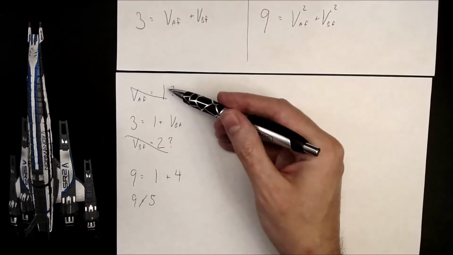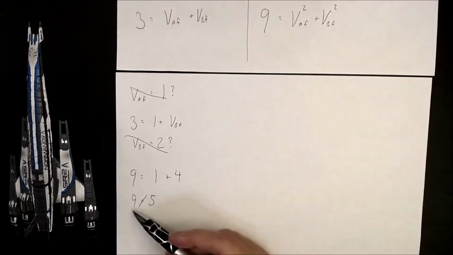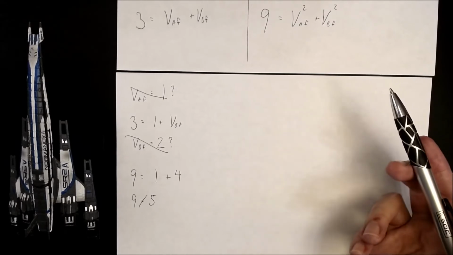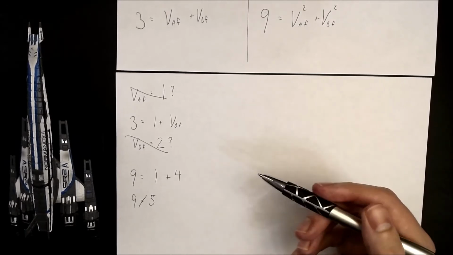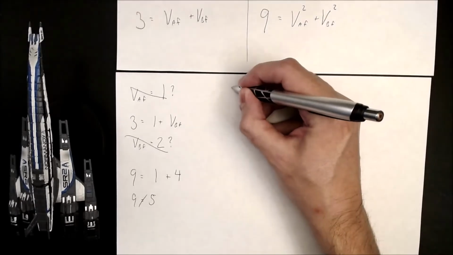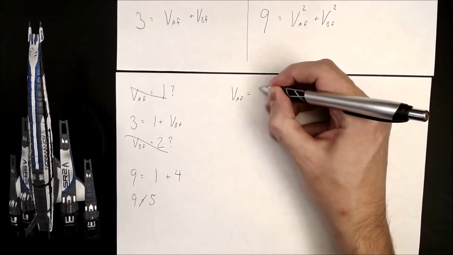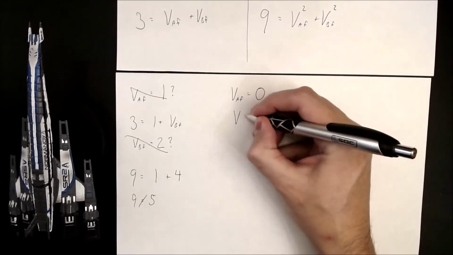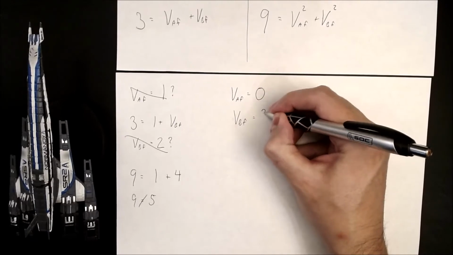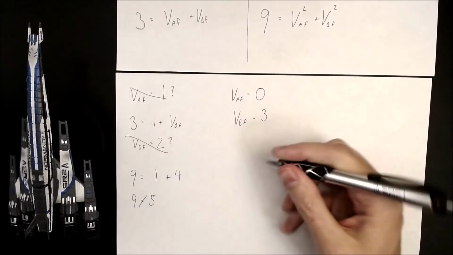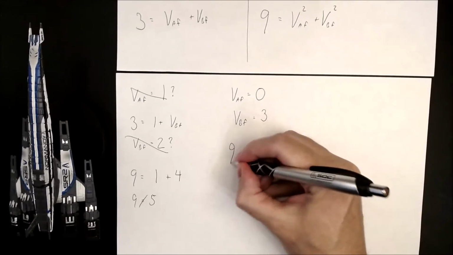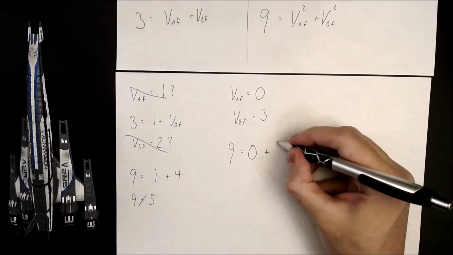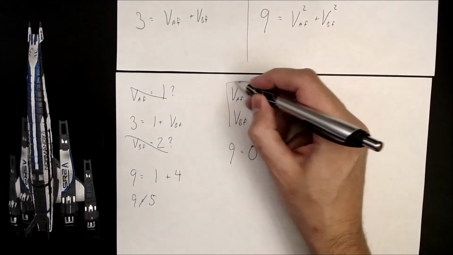Okay, well, let's try another guess. When we had 1 and 2, we had 9 is equal to 5. When we had 1.5 and 1.5, we had 9 is equal to 4.5. Maybe we should try something in a different direction. What if v_A final is equal to 0 instead? Well, that would imply that v_B final would have to equal 3 from this equation. So is that going to work in this equation? 9 is equal to v_A final, 0, plus v_B final, 3 squared, 9. Oh, hey, that works.